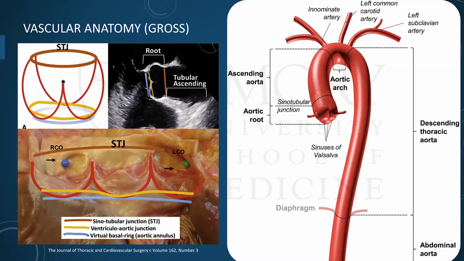The sinus then transitions to the ascending aorta at the level of the sinotubular junction. And then we have the more straight ascending aorta, the aortic arch, the descending aorta, and then the abdominal aorta. So I have pictures here to demonstrate.